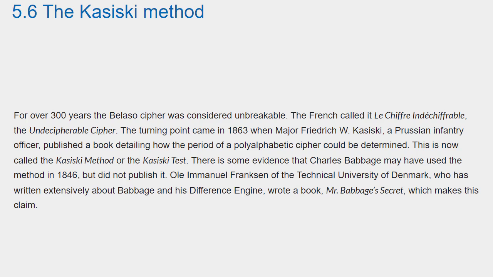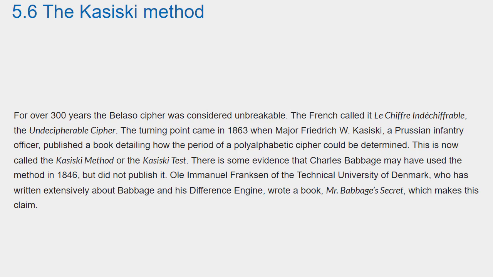Section 5.6. The Kasiski method. For over 300 years, the Belasso cipher was considered unbreakable. The French called it le chiffre indéchiffrable, the undecipherable cipher.